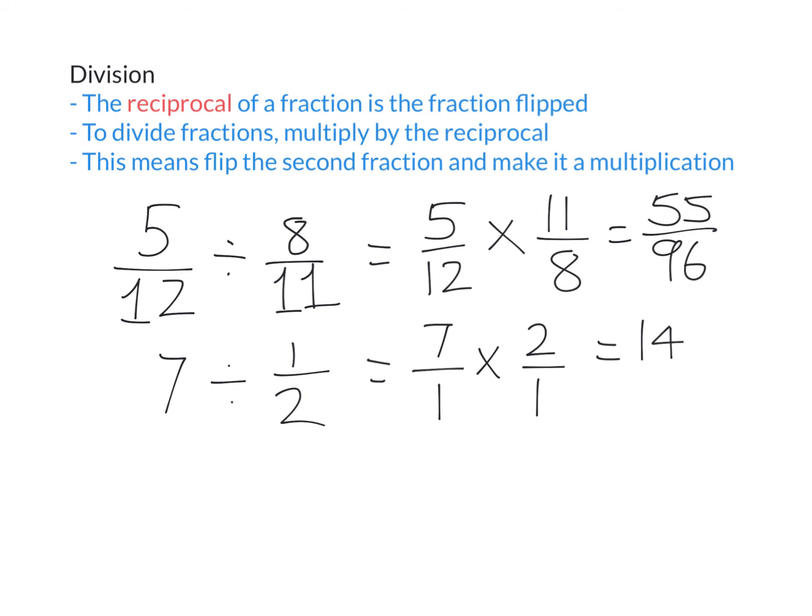So a lot of people think 7 divided by a half would be 3.5. Well, no, 7 times a half equals 3.5, but 7 divided by a half is saying how many times does a half go into 7? Well, a half goes into 1 twice, it goes into 2 4 times, 3 6 times, and so on. A half goes into 7 14 times. That's why that's the answer.